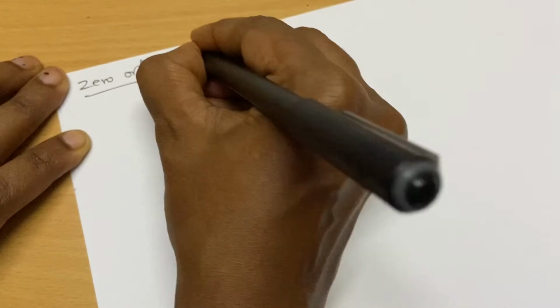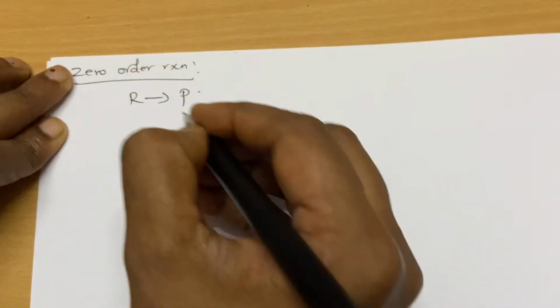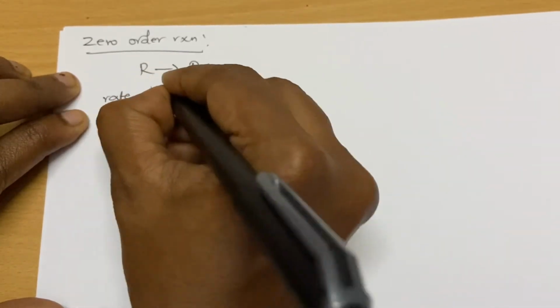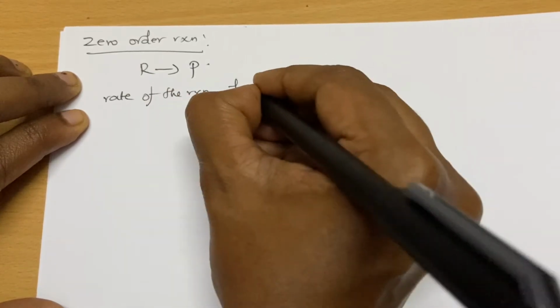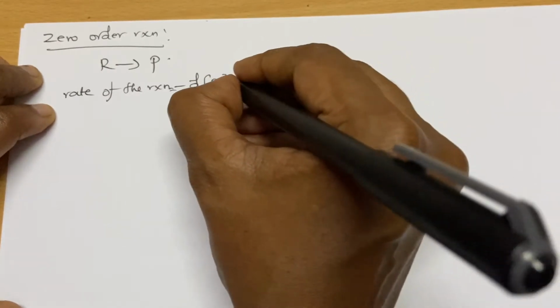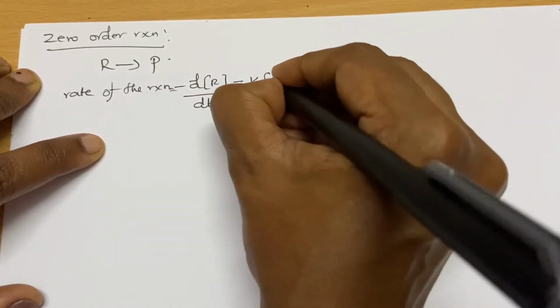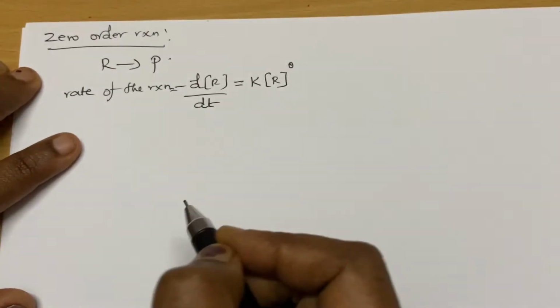What is a zero order reaction, students? Say for example, the reactants are converting to products. The rate determines the rate of the reaction. The rate of the reaction, that is minus dR by dt, is equal to the rate constant into the concentration of R to the power 0, isn't it? That is a zero order reaction.